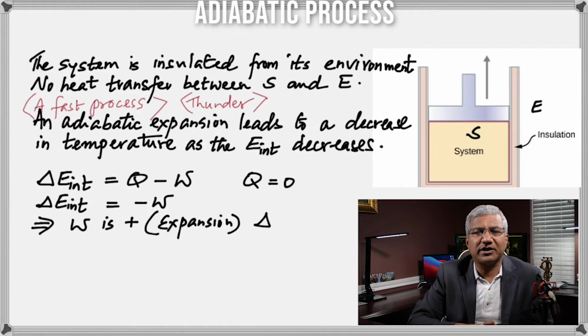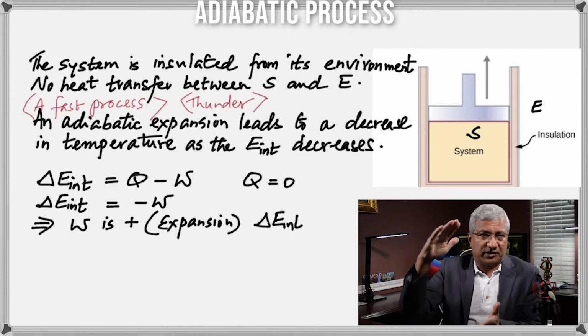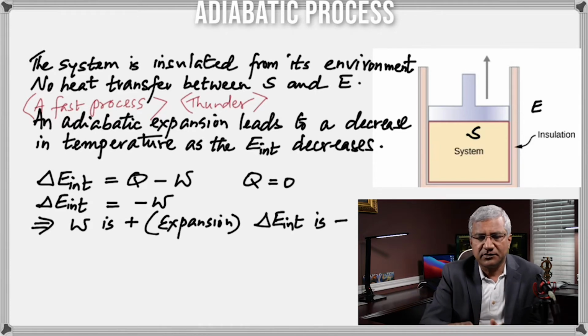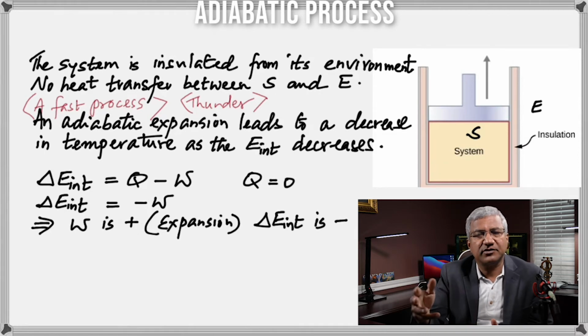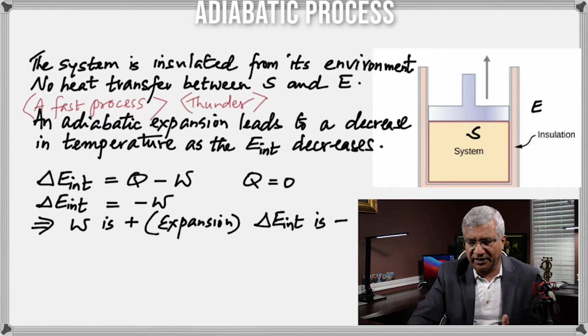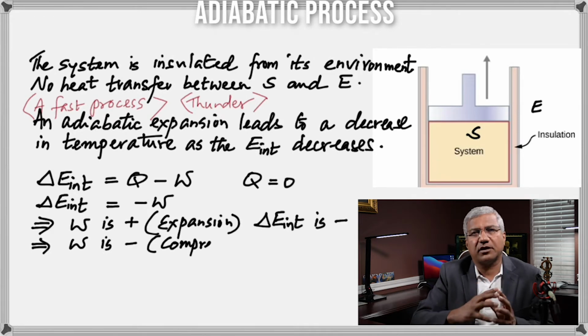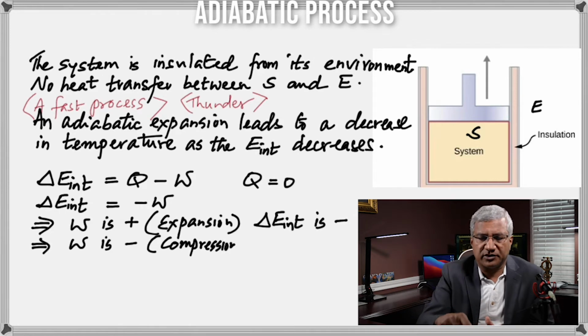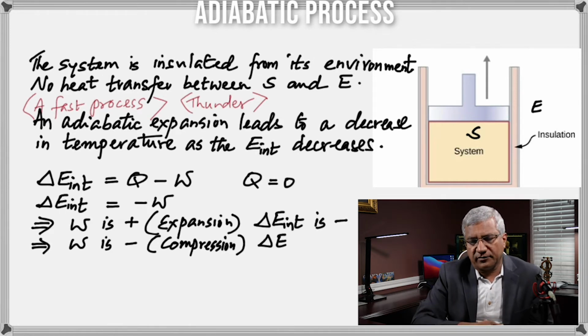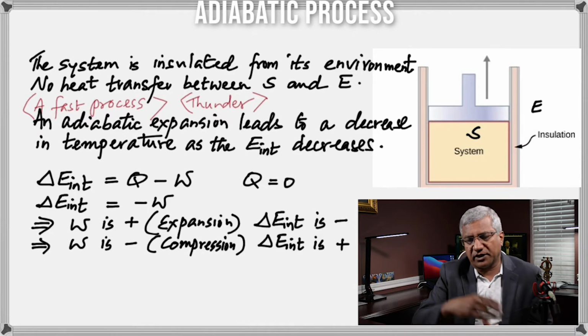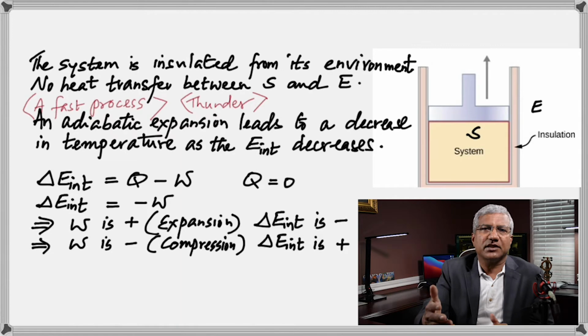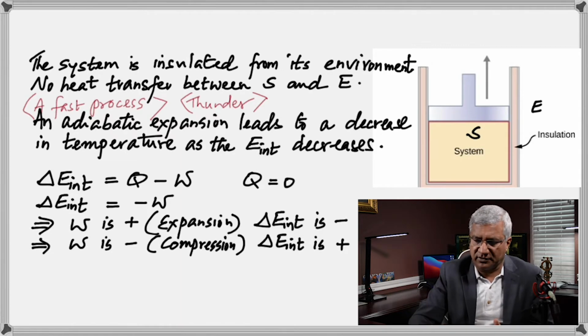On the other hand, if work is negative, which is a compression of a gas, two negatives make a positive, so that would be an increase in internal energy. So we've got to be careful about how we consider the sign. Okay, so there it is. Work is negative when a gas is compressed, which makes two negatives. That is, the change in internal energy is positive, right?